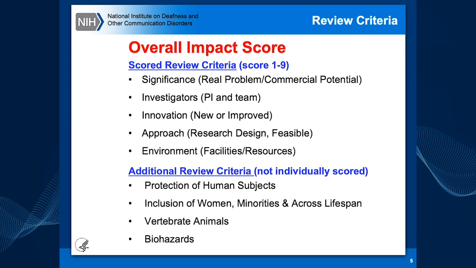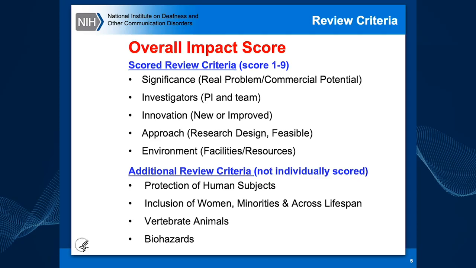The second part includes additional review criteria which are not individually scored, such as protection of human subjects, inclusion of women, minorities, and across lifespan, vertebrate animals, and biohazards. After commenting on these additional criteria, reviewers will combine these two parts and provide an overall impact score between 1 and 9. The score you receive is the average score of the panel times 10, so it is between 10 and 90.